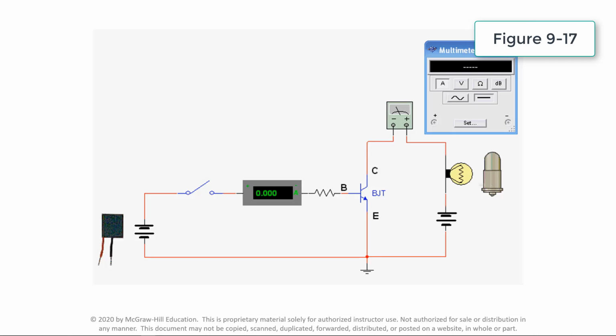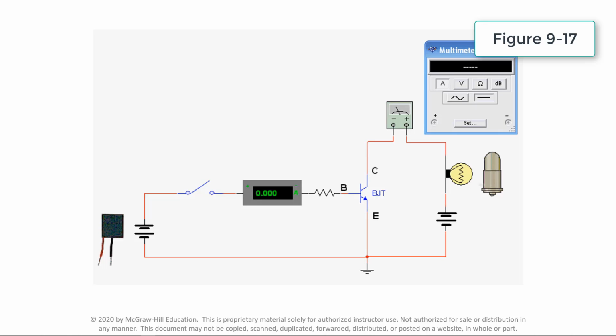This video demonstrates the operation of a bipolar junction transistor current amplification circuit. The transistor is connected to two different DC voltage sources, the supply voltage and the voltage generated by the photovoltaic sensor when exposed to light.